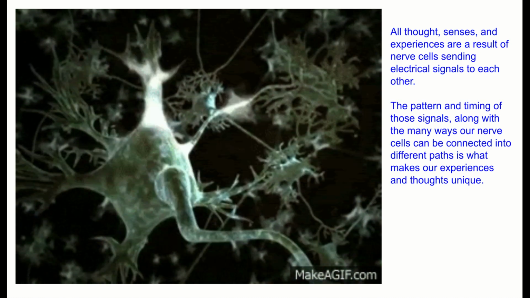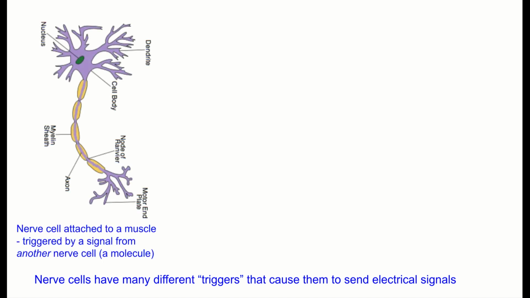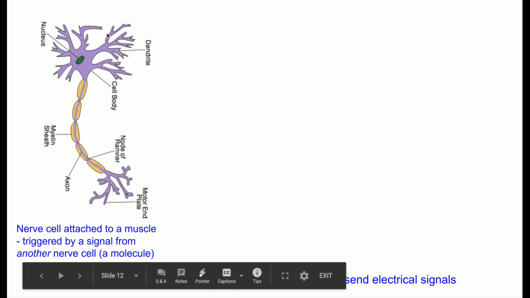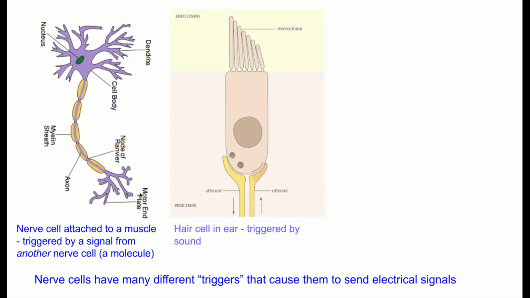So let's talk about what can actually trigger a nerve cell to send one of these nerve impulses. Nerve cells have many different triggers. Motor neurons, so this is a nerve cell that's connected to a muscle, these will be triggered when another nerve cell sends them a message. And then they'll send an electrical impulse all the way down. They'll send that message to the muscle, and the muscle will contract.